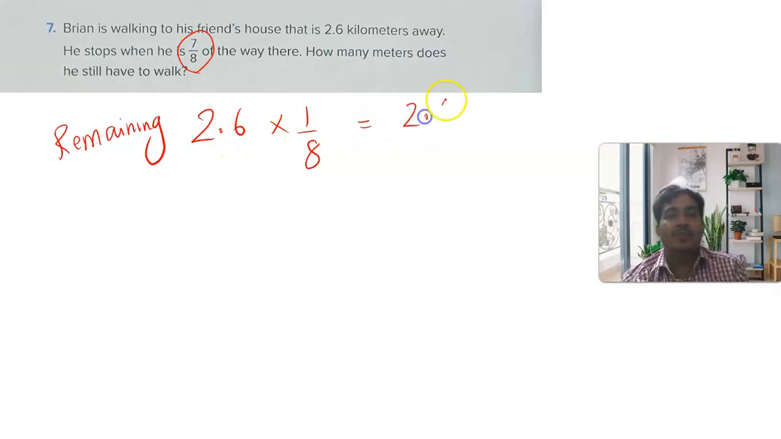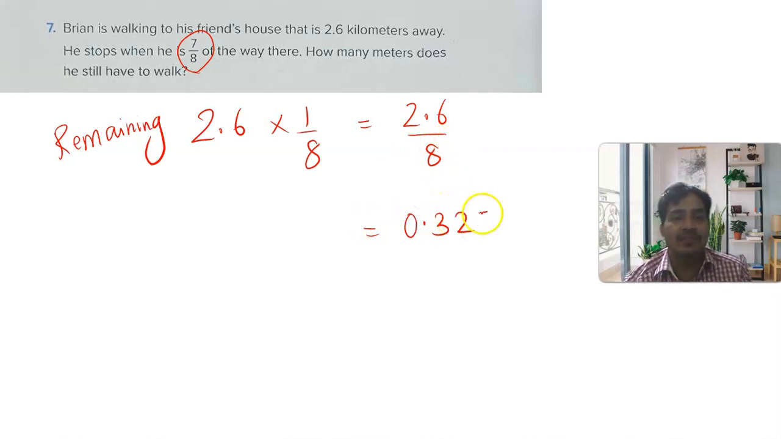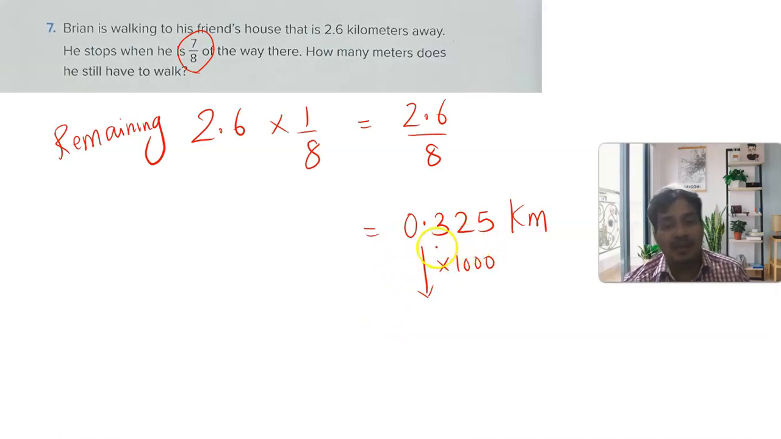That is basically 2.6 divided by 8. And when you divide this, you're going to get 0.3, and 20 is 2, and 40 is 5. So basically the answer is this many kilometers are still left over. This is kilometers, but they don't want it in kilometers. They want it in meters. So multiply by 1000. And when you multiply by 1000, the point shifts to the right 3 times.